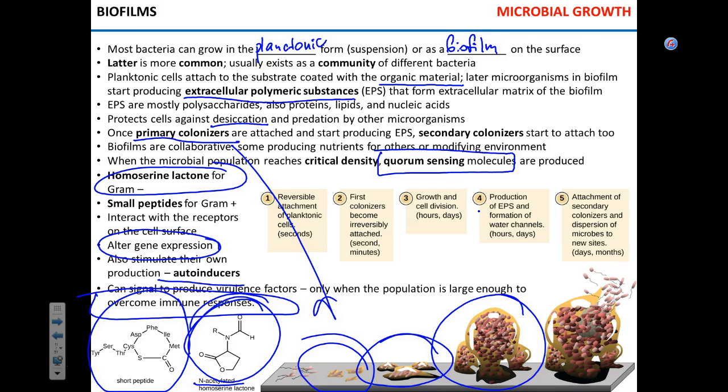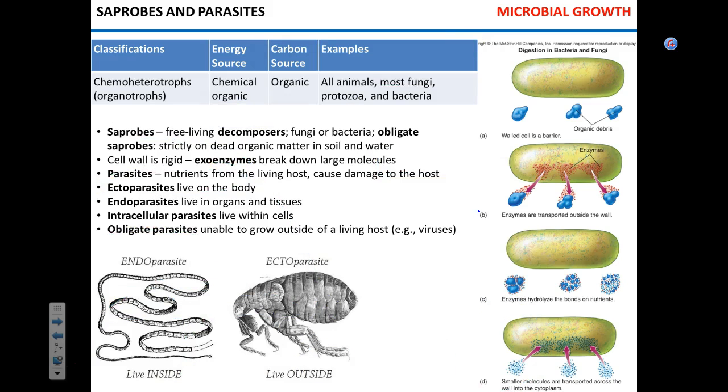Okay. Does that make sense? And a difference between planktonic and biofilm forms, but it's pretty obvious. Few more specific terms: saprobes and parasites. So both of them, saprobes and parasites, are chemoheterotrophs.